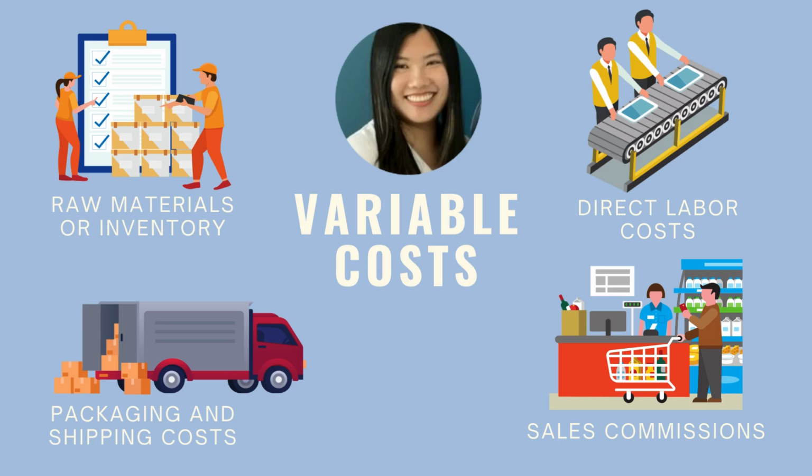So in summary, these four examples represent costs that change in direct proportion to the level of a company's activity, primarily its production or sales volume. Understanding variable costs is essential for businesses to analyze their cost structure, determine profitability at different levels of output, and make informed decisions about pricing and production.